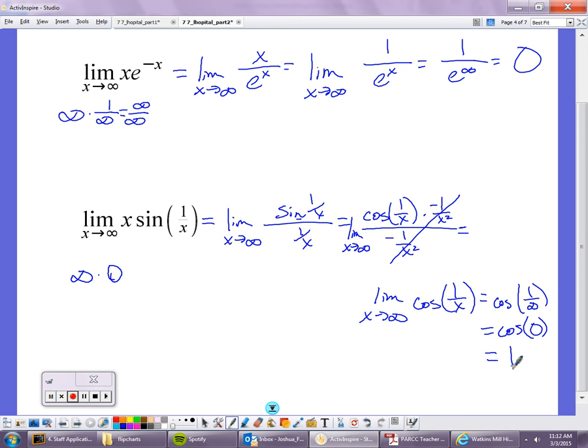So look where we started, right? We started with this infinity times 0. What is infinity times 0? I don't know. It doesn't mean anything, right? I mean, it's not that it doesn't mean anything, but it's not telling me anything about where this function actually goes. I do this, I do direct substitution, and I end up with cosine 0, which is 1. Now I have an answer: the limit as x goes to infinity of x sine 1 over x is equal to 1.